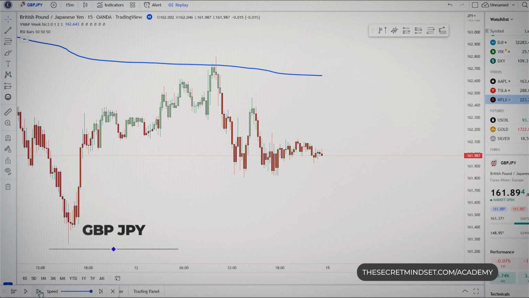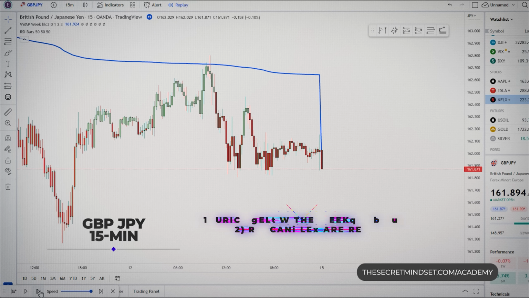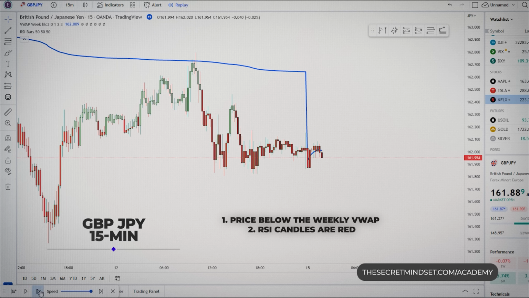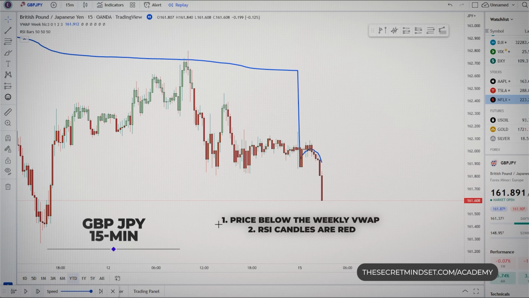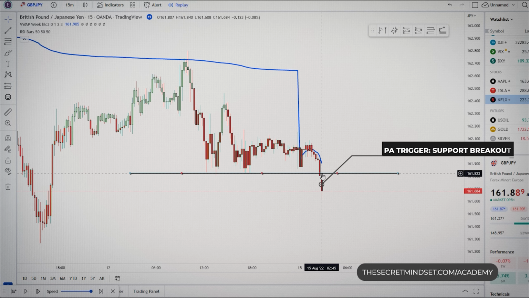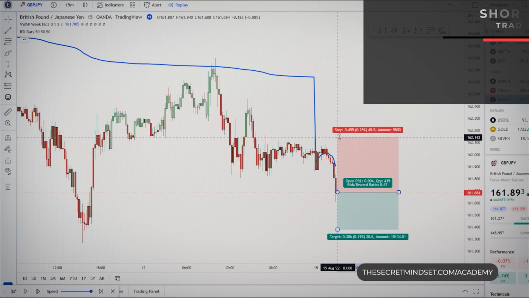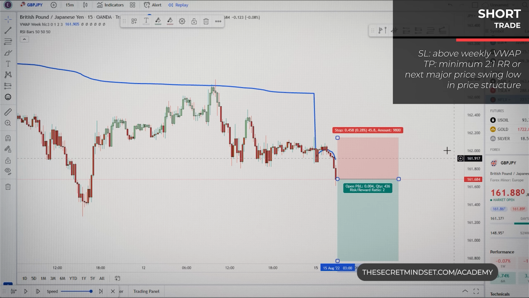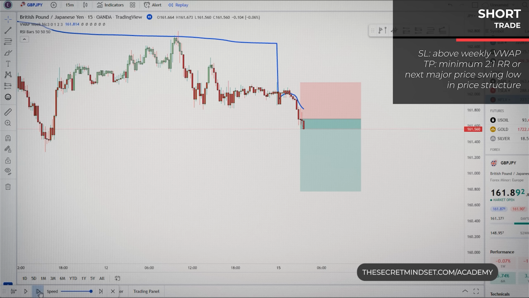This is pound yen. Price is below the weekly VWAP, and the RSI candles are red. So this is a market which favors short positions. We have this important support level which was broken. So this is our price action trigger to initiate a short. Stop loss goes above the weekly VWAP line and above this previous resistance level, and we set a risk-reward ratio of 2.